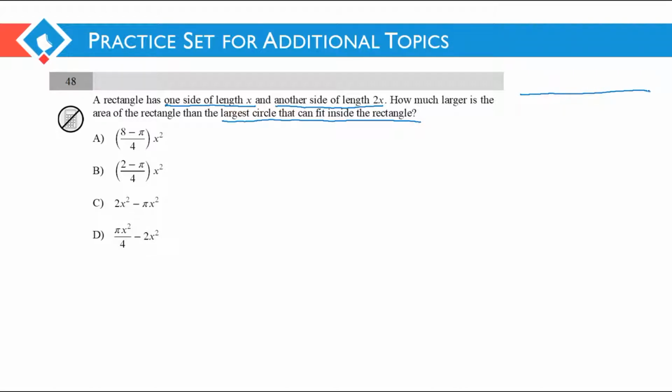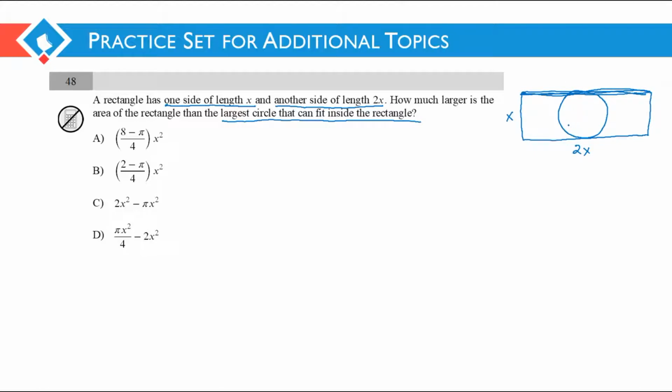So we have a rectangle that has one side of length x and another side of length 2x. So I'm going to call this side x and this side 2x. Then it's asking me how much larger is the area of the rectangle than the area of the largest circle that can fit inside the rectangle. So the largest circle that can fit inside the rectangle is going to look like this. And if you'll excuse my terrible drawing, this is supposed to be touching at one point up at the top right here. Hopefully you guys see that.